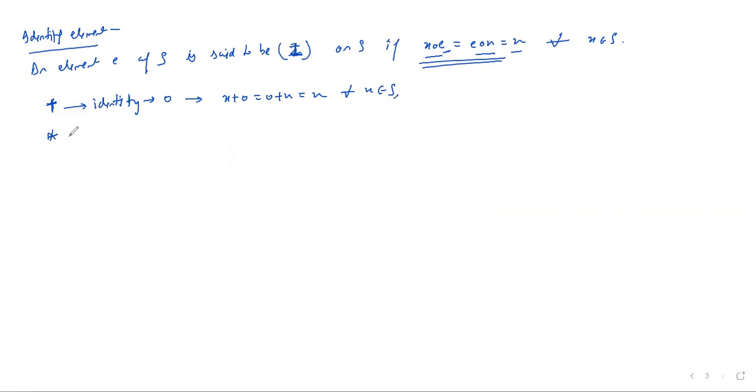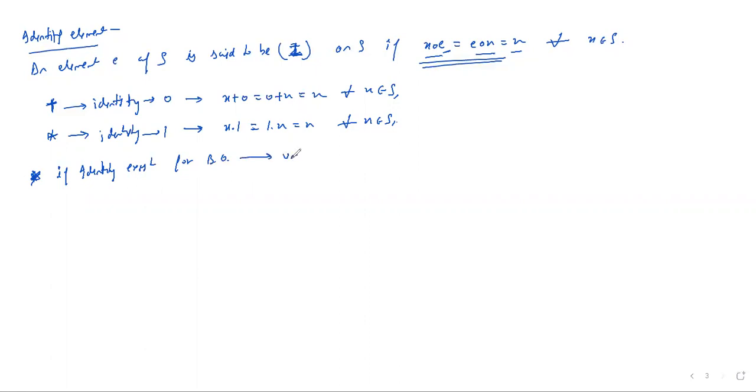And if I'm using multiplication, then our identity element is 1, unity, which means x dot 1 equals 1 dot x equals x for all x belongs to S. And there is one point to note here: if an identity element exists for a binary operator, then it is unique.